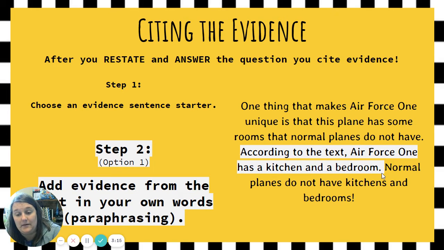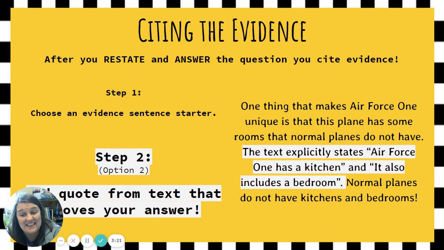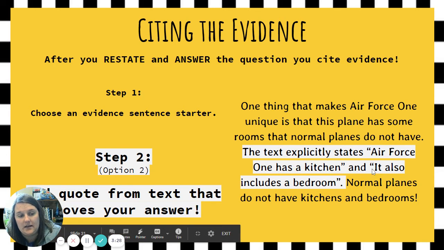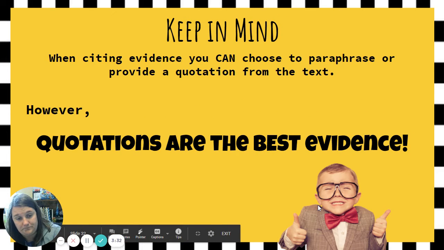Air Force One has a kitchen and a bedroom. Where did I get that information? I got it from the text, but I put it in my own words, so I don't need a quote. However, if I take the exact words from the text, I need to put quotes around it, okay? So see here, I connected two quotes using and, from the text. So you can choose to do whatever.